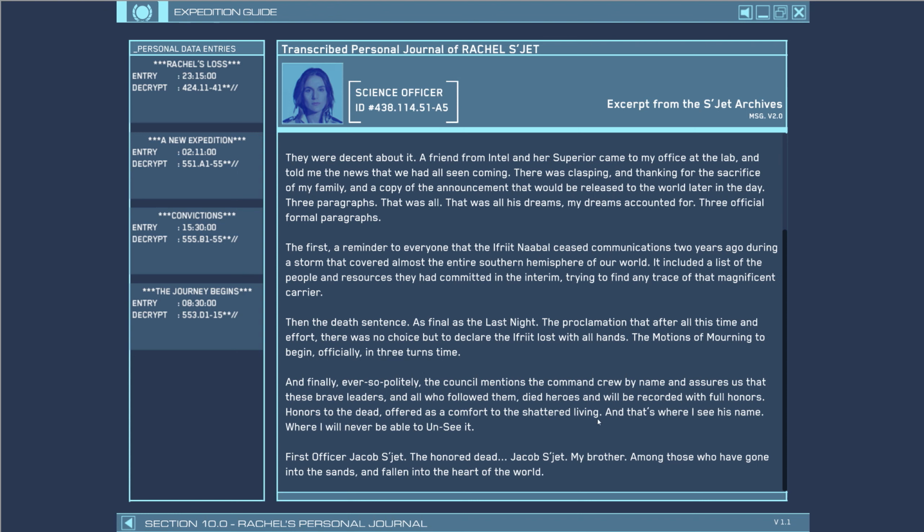And that's where I see his name, where I will never be able to unsee it. First Officer Jacob Sajet, the honored dead, Jacob Sajet, my brother, among those who have gone into the sands and fallen into the heart of the world.